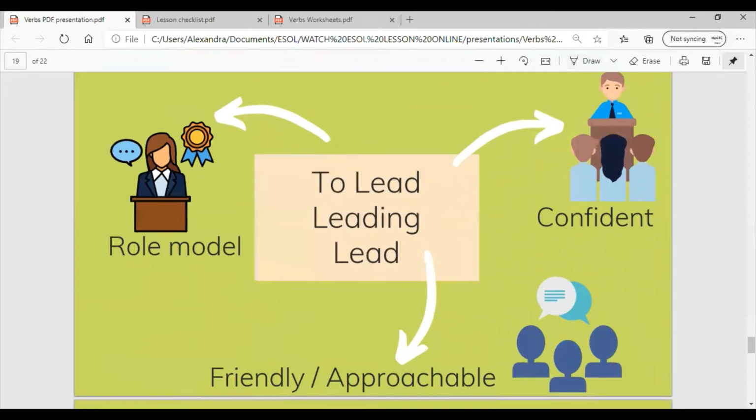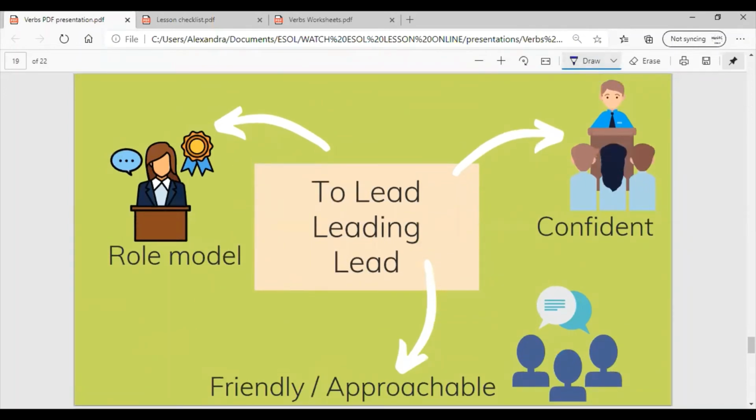Okay, so now we've got to lead and leading and lead. So leadership or leading is another great verb to be able to recognise and use. So when you're leading or a leader, you're confident, you're friendly and approachable, so anyone can come and ask you questions, not worried. So you might be at work and you might be working with someone and they might not know something and they're happy to come and ask you how to do something. So that would mean that you were approachable, that they think you're nice, and that you're also a role model, so you're an inspiration. People look up to you and they want to copy you, and that's basically what a leader or leadership is about.